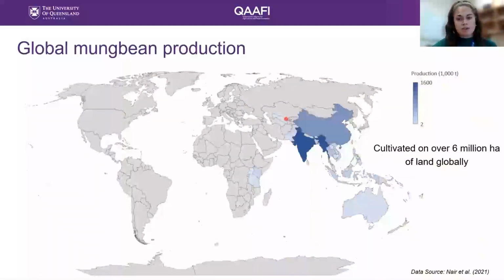So as I mentioned, mung bean is mostly produced in Asia, with the top producers being India and Myanmar, but we are seeing that a lot of other countries are starting to produce mung bean in larger amounts, in particular Australia. And so mung bean is now cultivated on over 6 million hectares of land globally.